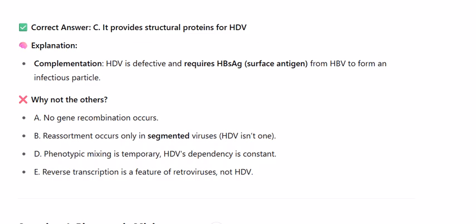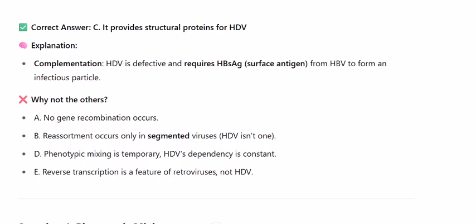Why not the others? A. No gene recombination occurs. B. Reassortment occurs only in segmented viruses. HDV isn't one. D. Phenotypic mixing is temporary. HDV's dependency is constant. E. Reverse transcription is a feature of retroviruses, not HDV.